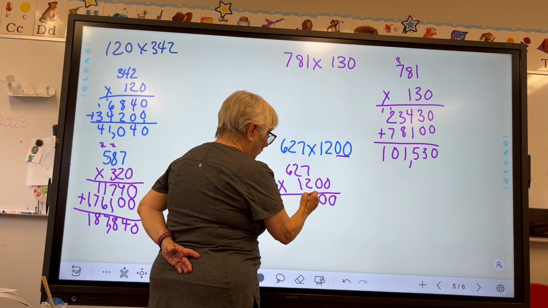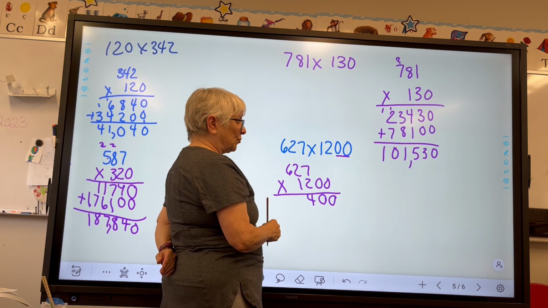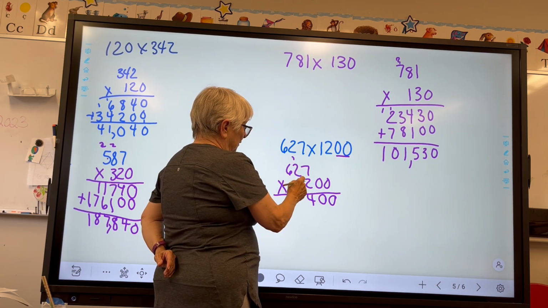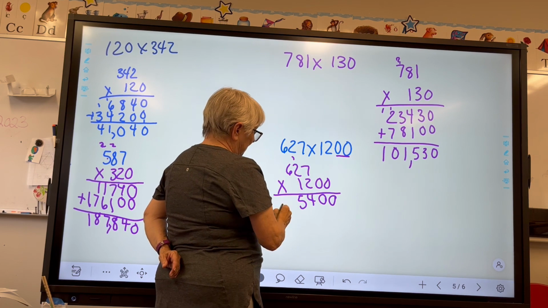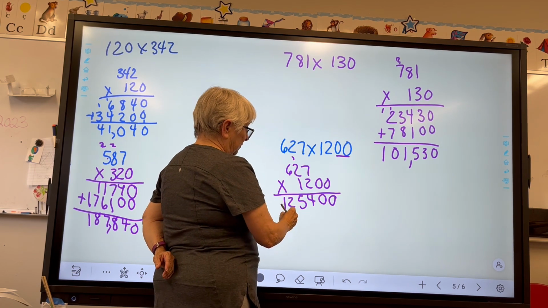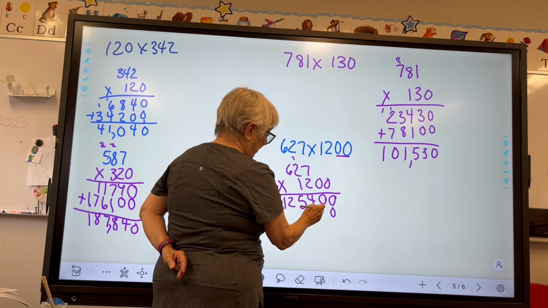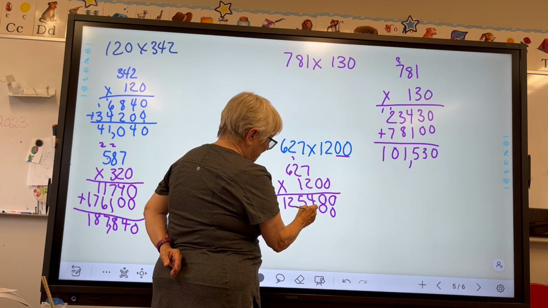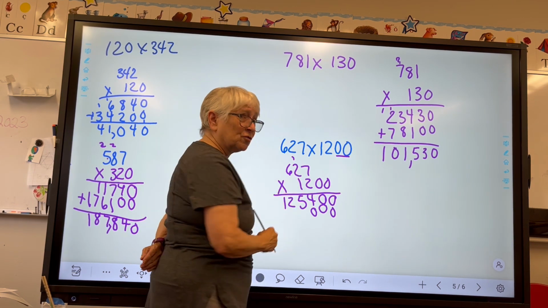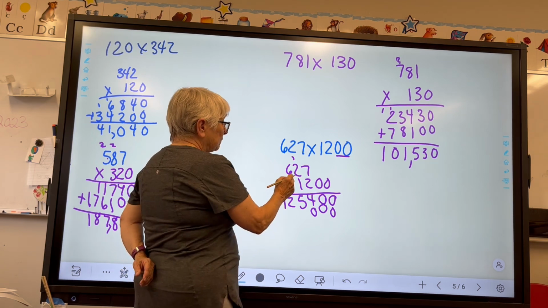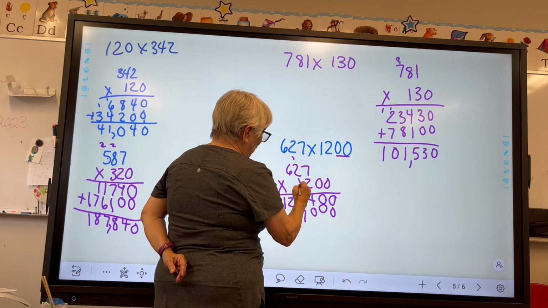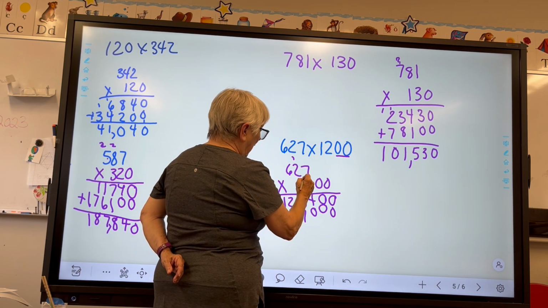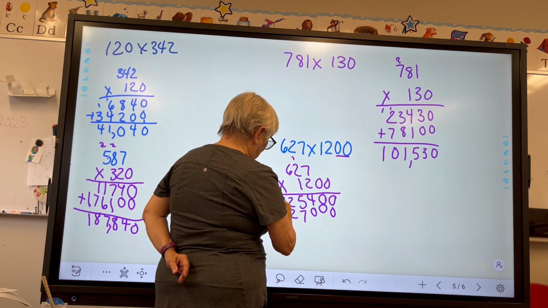2 times 7 is 14, and that 4 goes right under the 2. Carry the 1. 2 times 2 is 4, 5. 2 times 6 is 12. Now I put the 0 there, and the 0 there, and I put the 0 under the 2 because I've already used the 2. Then I multiply by the 1. 1 times 7 is 7. 1 times 2 is 2. And 1 times 6 is 6. And I add them.